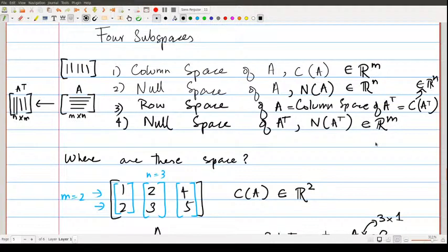So this is something interesting: the column space of A and the null space of A transpose are in the same space, and the null space of A and the column space of A transpose, which is the row space, are in the same space, which is Rn.